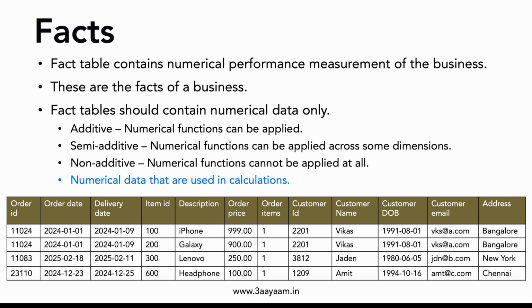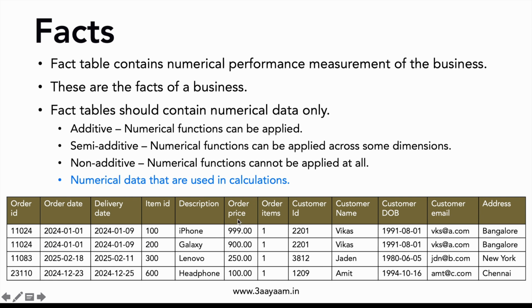Now, if we have to create a fact table out of it, we have to remove all the non-numerical data. So here, if you look at the columns, order ID, even though non-numerical, we need it to identify an order uniquely. Order date is definitely not numerical. Same is the case with delivery date, item ID, description. So these are all non-numeric data.